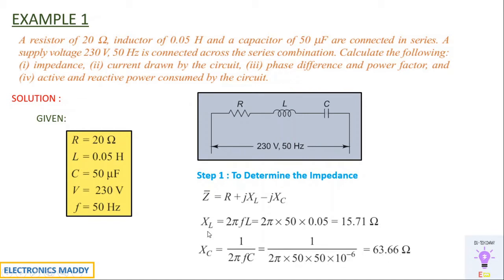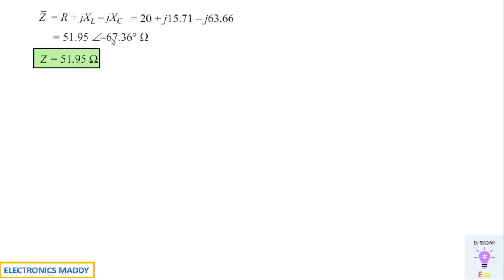Once we know XL and XC, we can substitute in this equation and find the value of Z. So Z bar is equal to R plus JXL minus J into XC. Substitute, you will get 51.95 at an angle of minus 67.36 degree. So it is very clear, the magnitude and phase angle are given. If we consider only the magnitude, we can represent Z is equal to 51.95 ohms.